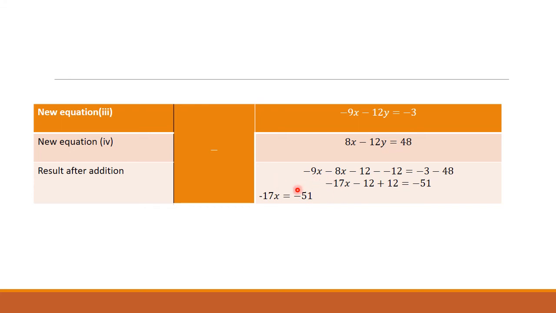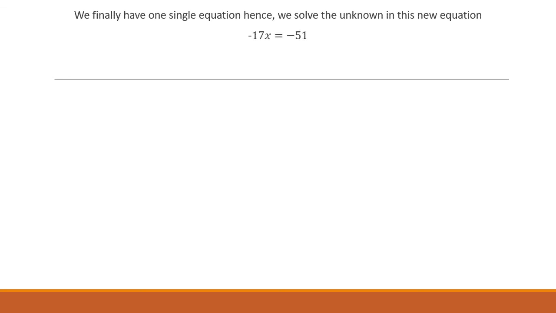So here what remains with us on this side of the equation is negative 17x is equal to negative 51. Okay, as you can see, we need to remain with only x here. So what are we going to do for that? We now have this single equation with a single unknown. So we are going to divide both sides by negative 17. Negative 17 by negative 17 gives us 1. So we are only going to remain with x on this side. Negative 51 and negative 17, the negatives cancel, but 51 divided by 17 is equal to 3.